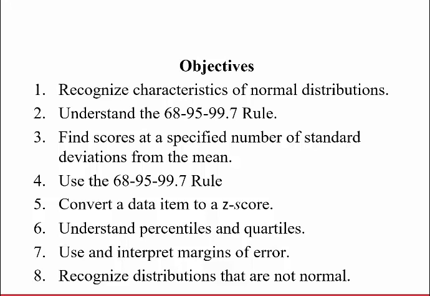Okay, so we have a bunch of objectives in this lecture. First, we want to recognize characteristics of normal distributions. Second, we want to understand what's called the 68, 95, 99.7 rule. This relates to normal distributions. The third thing is we want to find scores at a specific number of standard deviations from the mean. This is going to be something called a Z-score. Then we're going to use this 68, 95, 99.7 rule. And as I was talking about under objective 3, we want to convert a data item to a Z-score.